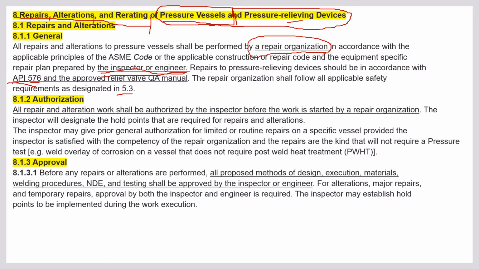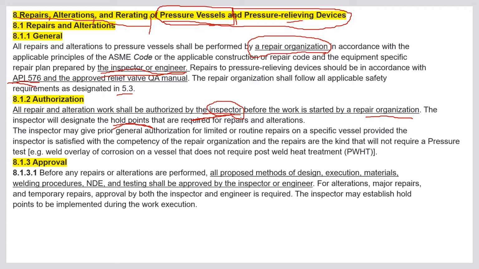Authorization. All repair and alteration work shall be authorized by the inspector. Okay. Again, I am telling who is responsible for what. This is a very important question in API 510. Before the work is started by the repair organization, the repair and alteration shall be authorized by the inspector. When we say inspector, he is an authorized pressure vessel inspector. The inspector will designate the hold points. Okay. Hold point means the work cannot proceed without the presence of the owner, the purchaser. Hold point definition is also in chapter 3. You can find it there.